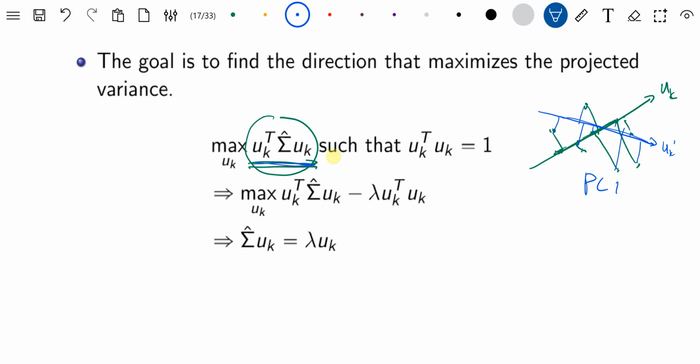Again, we derived this as the variance if it's projected onto that direction, and we are finding a direction that maximizes this, and we need a constraint such that these things are unit vectors. Unit vector means the norm or the length of this vector is 1, and the square is also 1. So that's why the norm squared is just UK transpose UK, which is this expression here.